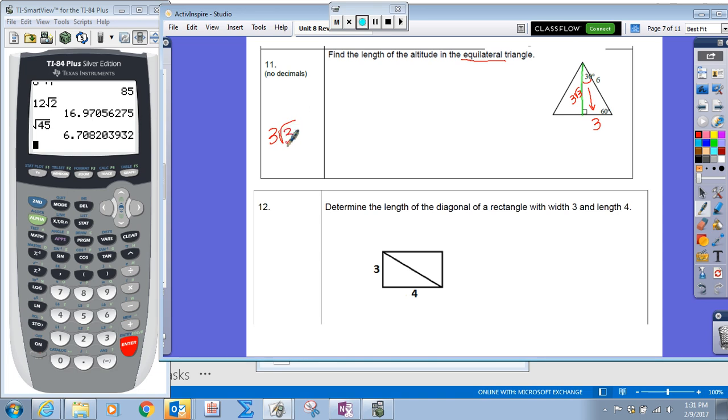Number 12 says determine the length of the diagonal of the rectangle with width 3 and length 4. And this is a very, very popular Pythagorean triple, 3, 4, 5. But if you don't remember that, then you would do the Pythagorean theorem. And this side right here is our C. And it doesn't matter which one you call A or B. So 3 squared plus 4 squared equals C squared. 3 squared is 9, plus 4 squared is 16, equals C squared. 9 plus 16 is 25. And then just take your square root. Square root of 25 is 5, so C equals 5.